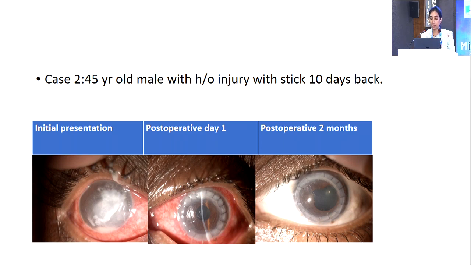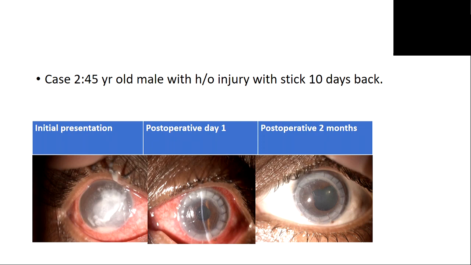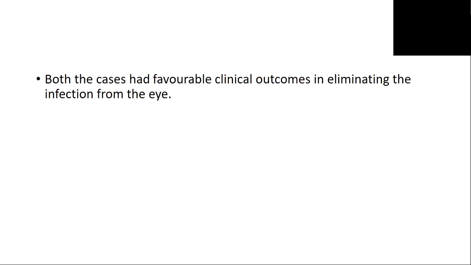In spite of maximal medical and systemic therapy, there was no improvement in the infiltrate. So we went for therapeutic penetrating keratoplasty, and this is a picture of post-operative day 1. The post-operative 2 months picture showed a relative decrease in the infiltrate and a relatively clear cornea, and the vision improved to 6/12. Both cases had favorable clinical outcomes in eliminating the infection from the eye.